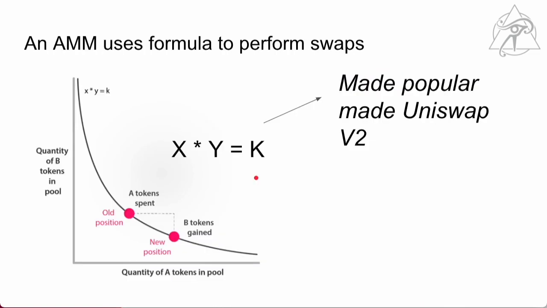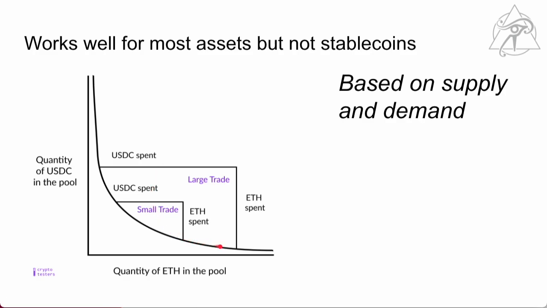A typical AMM will use x times y equals k. This was made popular by Uniswap v2, and this works well for the majority of assets because this formula runs on supply and demand. However, it will not work well for stablecoins, especially for large orders. Technically, 1 USDT should get you close to 1 USDC. So if you use this same formula, you will end up with high slippage for stablecoins.